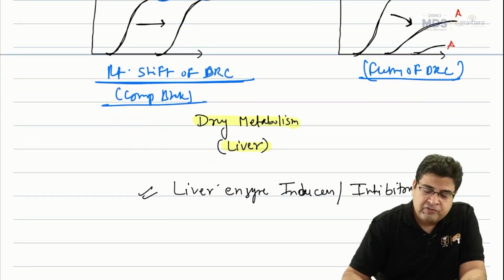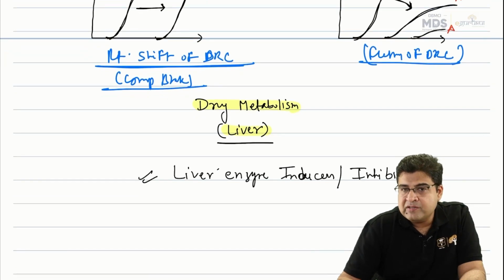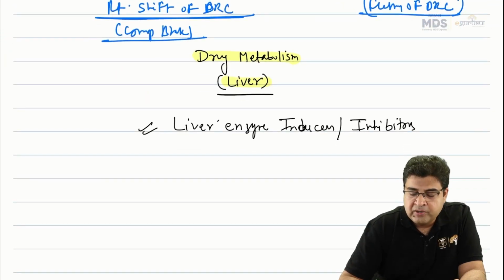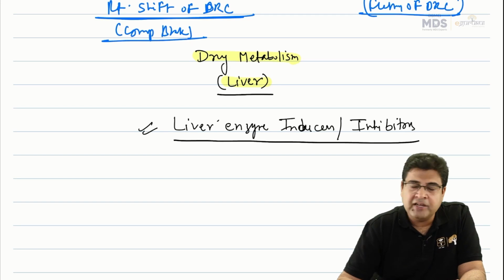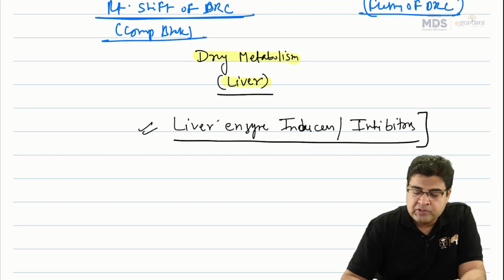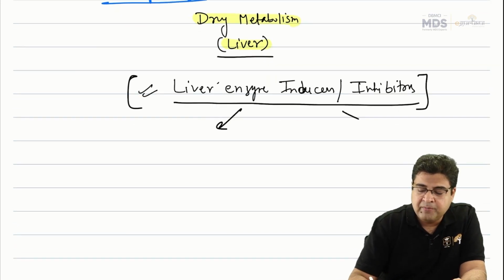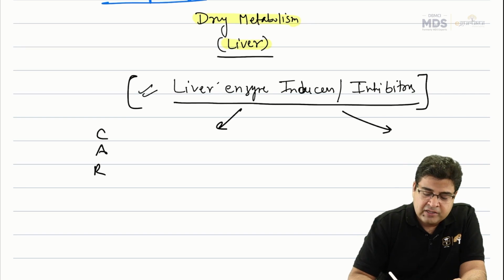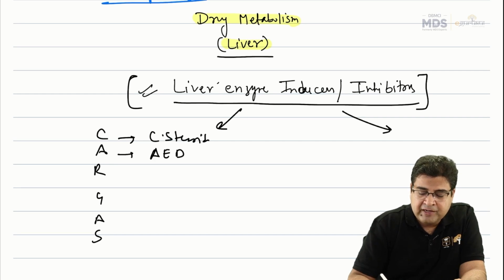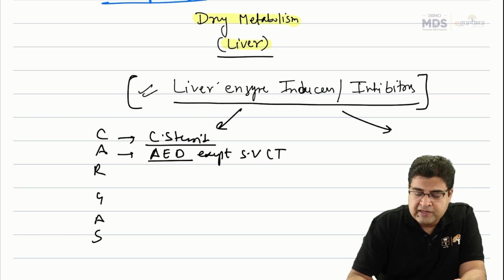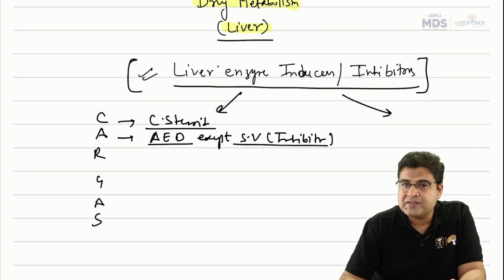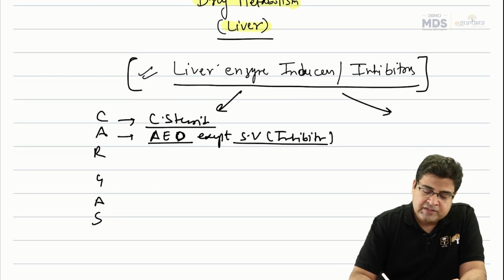Now, after drug action, we have drug metabolism. Drug metabolism will take place in the liver, and you should know the names of liver enzyme inducers and inhibitors. The most important point is to know the names of the medicines which are liver enzyme inducers and inhibitors. For liver enzyme inducers, the mnemonic is CAR GAS. The medicines which are liver enzyme inducers are corticosteroids. We have anti-epileptic drugs, except sodium valproate, which is a liver enzyme inhibitor.